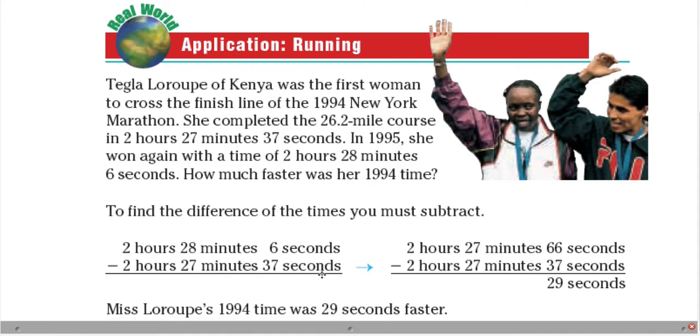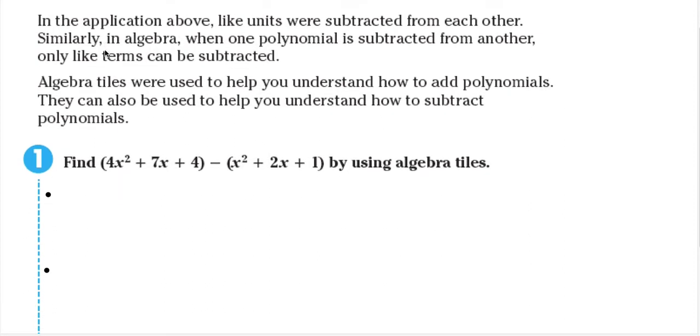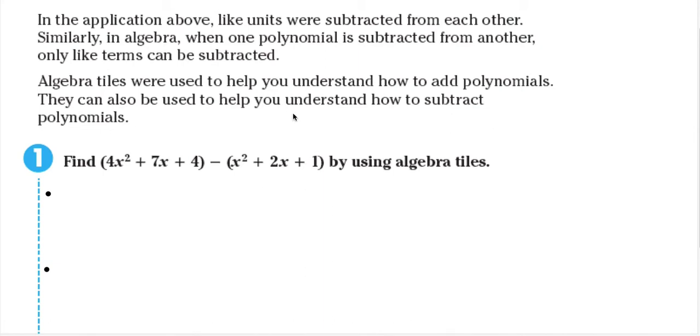So how do you use this when we talk about subtracting polynomials? In the application that we just heard, like units were subtracted from each other. Similarly in algebra, when one polynomial is subtracted from another, only like terms can be subtracted. Algebra tiles were used to help you understand how to add polynomials. They can also be used to help you understand how to subtract polynomials. In the last lesson, we talked about adding polynomials using algebra tiles, and let's find out how we can subtract polynomials using the same method.